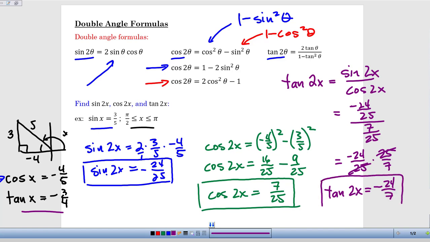So instead of having to use the formula for the tangent of the double angle, we could just take advantage of that quotient identity and the work that we've already done, and then just go ahead and divide those two fractions or multiply by the reciprocal of the bottom fraction to end up with our answer.